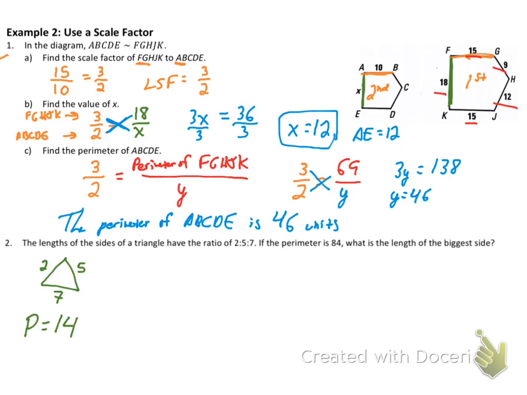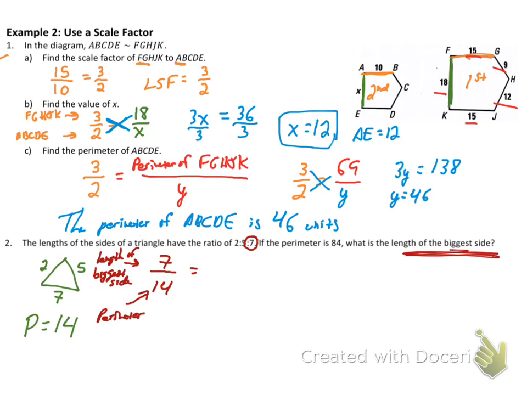So if I set up a ratio, because I'm trying to find the actual length of the biggest side, well, the biggest side in my ratio triangle is 7. So what I'm going to do is compare 7 to 14. And that's the length of the biggest side compared to, on the bottom, the perimeter.